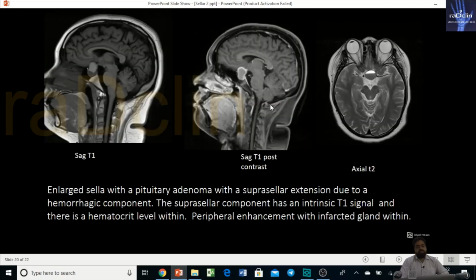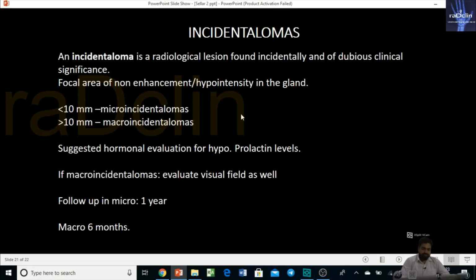Now here, this patient presented with sudden visual complaint and sudden headache. You can see on sagittal T1, there is a hyperintense area involving the pituitary gland with suprasellar extension. On axial T2, there is again a blood level, a hematocrit level, which you can see in the sellar area. On post-contrast, there was a peripheral contrast enhancement with infarcted gland, which is non-enhancing within. So all this with the clinical presentation, the diagnosis was pituitary apoplexy.